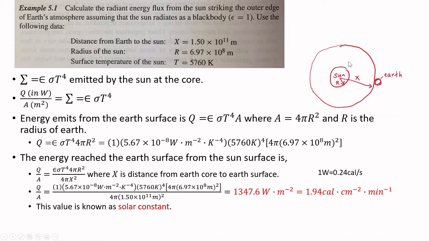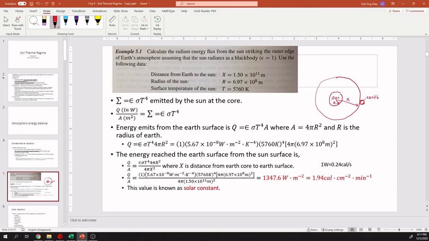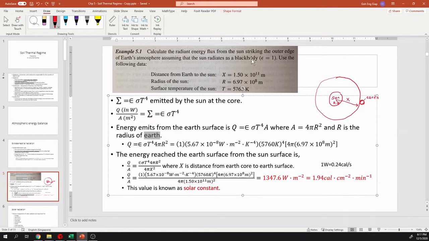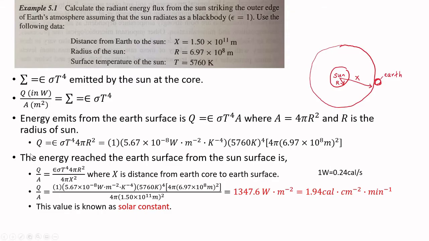We assume that it's a nice sphere, so the sphere has an area of 4 pi R squared. So the R is the radius of the Earth. Okay, sorry, not the radius of the Earth, it's actually the radius of the sun. R is the radius of the sun. So we can now rewrite Q equals epsilon multiplied by sigma multiplied by T to the power 4 multiplied by A. Now A is 4 pi R squared, where R is the radius of the sun.